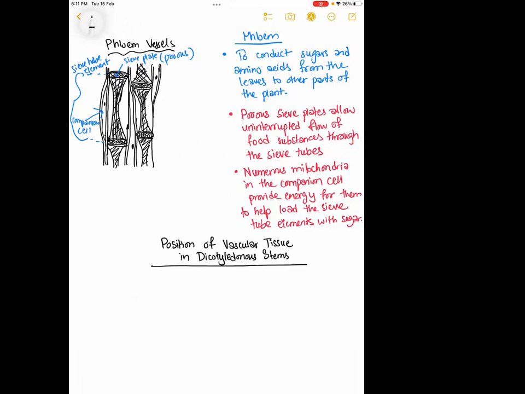Okay, now in dicotyledonous stems, the vascular tissue or the vascular bundle, they are arranged in a circular ring, okay? Arranged in a ring around the circular pith. Actually, let's draw it first. Remember, this is the stem that we're talking about. Later, we will talk about the roots. So don't ever confuse it.